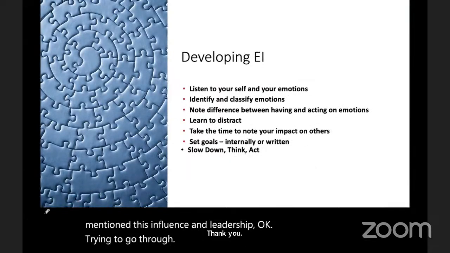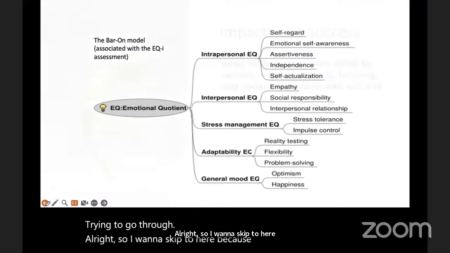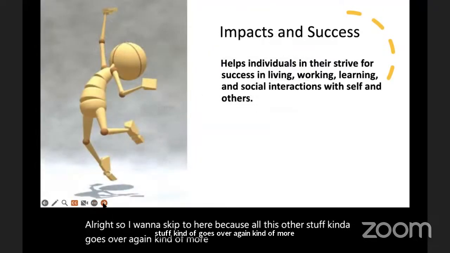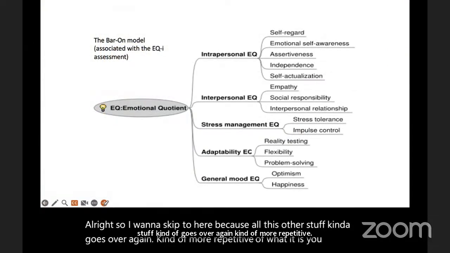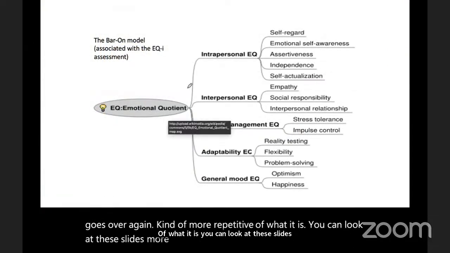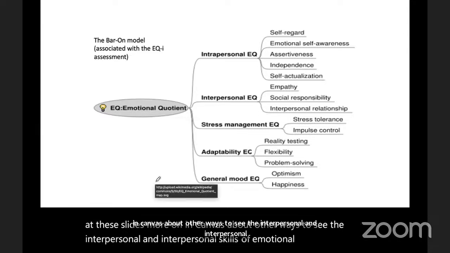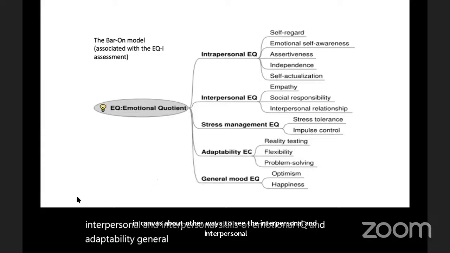So I want to skip to here because all this other stuff kind of goes over again, kind of more repetitive of what it is. You can look at these slides more on in Canvas about other ways to see the intrapersonal and interpersonal skills of emotional IQ and adaptability, general mood, and all those kinds of things.